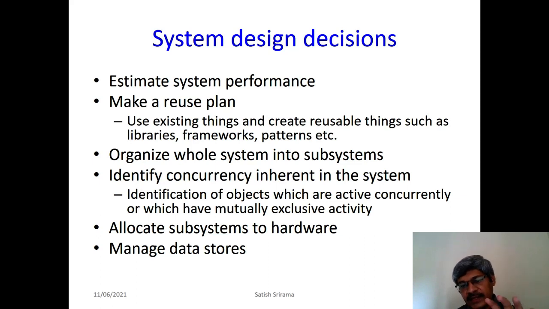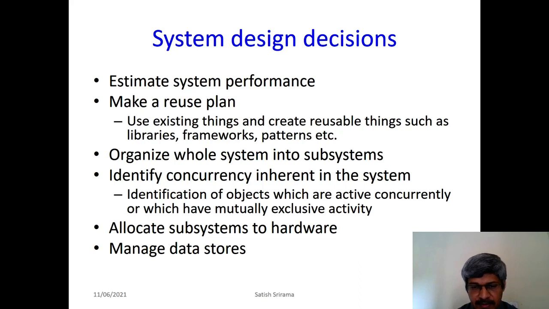Then we have to identify the concurrency inherent within the system. This step deals with identification of objects which are active concurrently. That means they are working together, they are alive at the same time. They are active and have mutually exclusive activity, so they may not depend on other objects. So we have to identify these things.